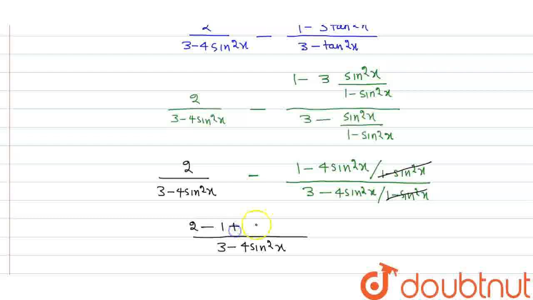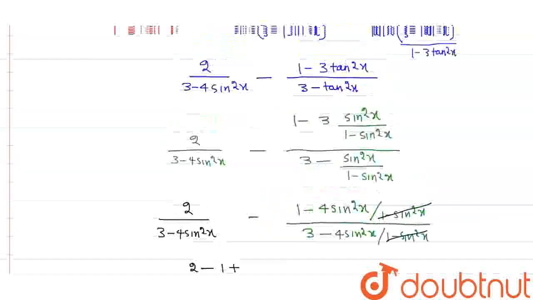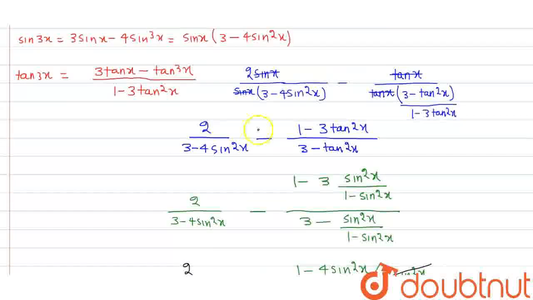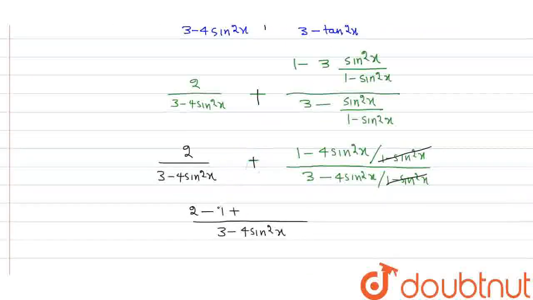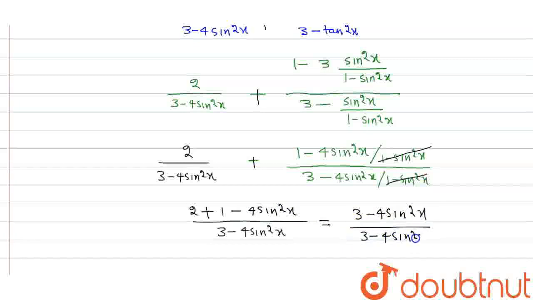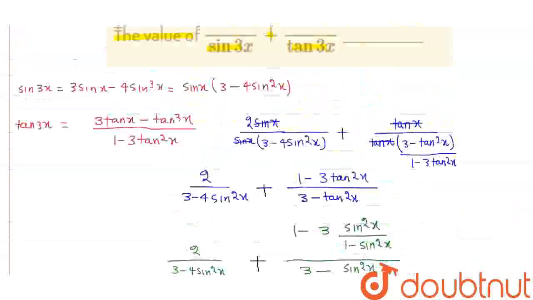1 plus, am I right actually? There is a mistake here. This is plus, I am taking minus always. This is plus, this is plus. So this will be plus also and this will be minus 4 sin square x. So that is equal to 3 minus 4 sin square x upon 3 minus 4 sin square x, that is equal to 1. So the value of this thing is equal to 1.